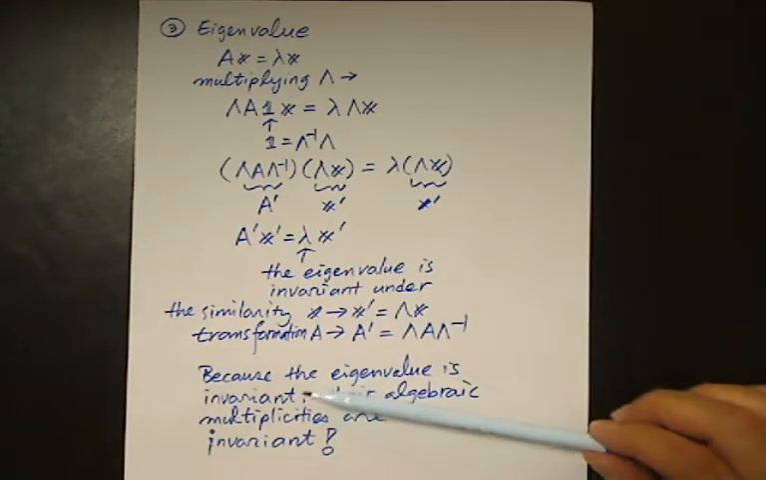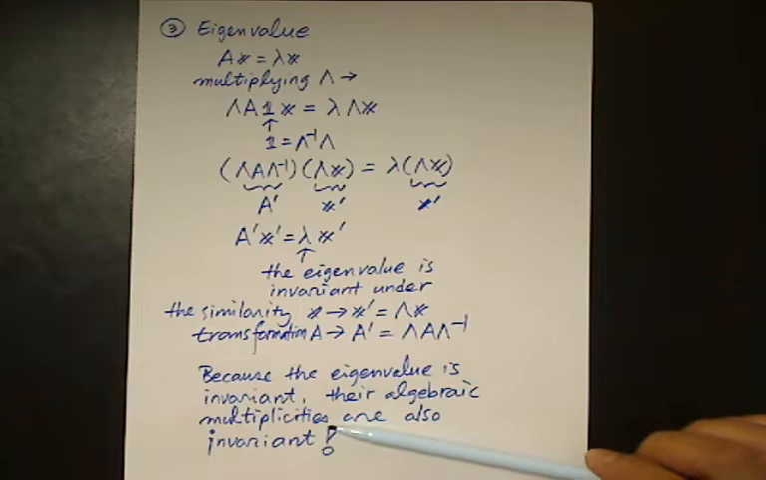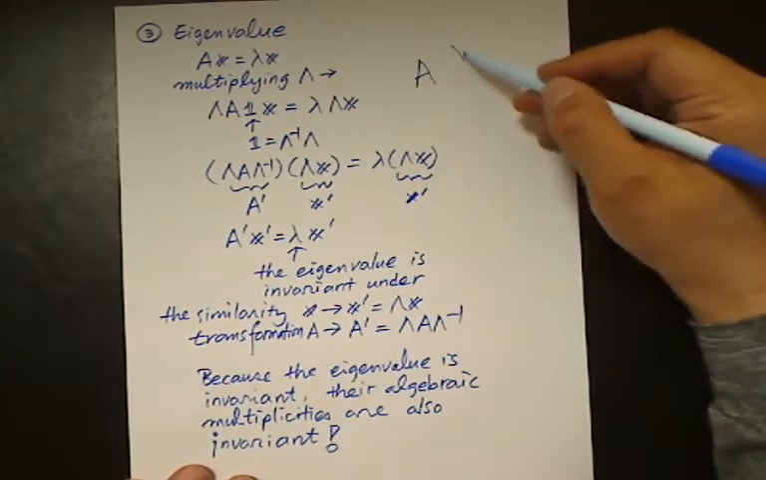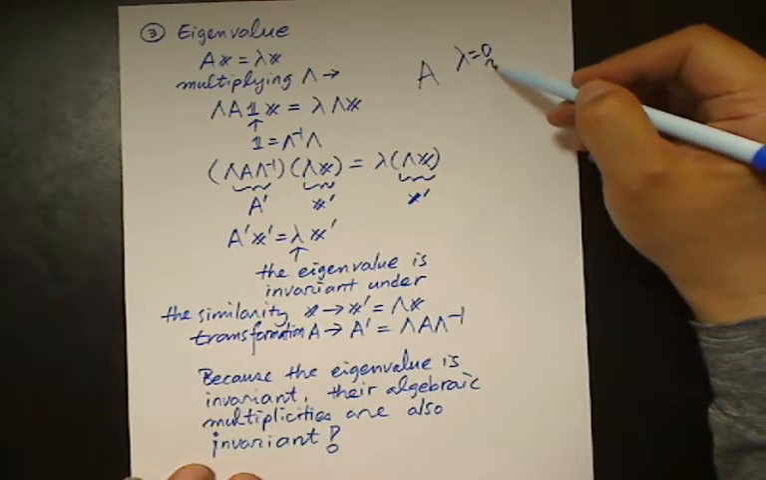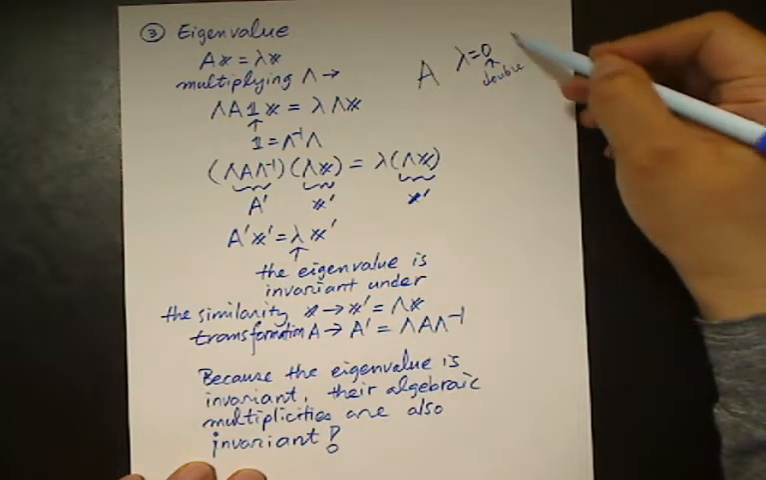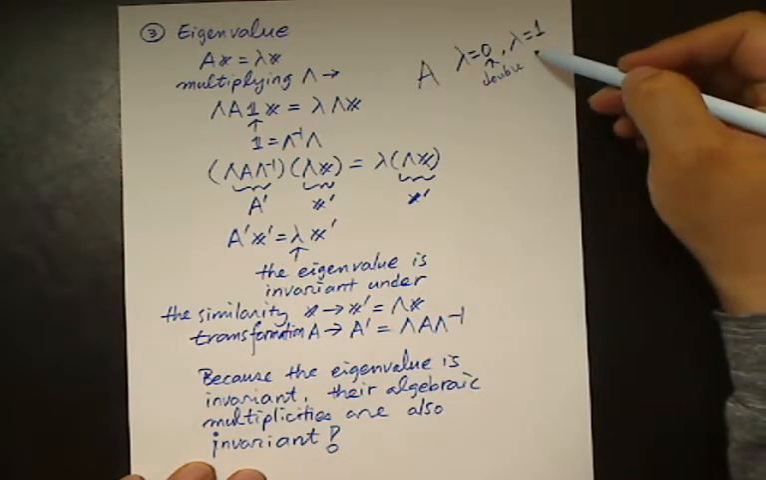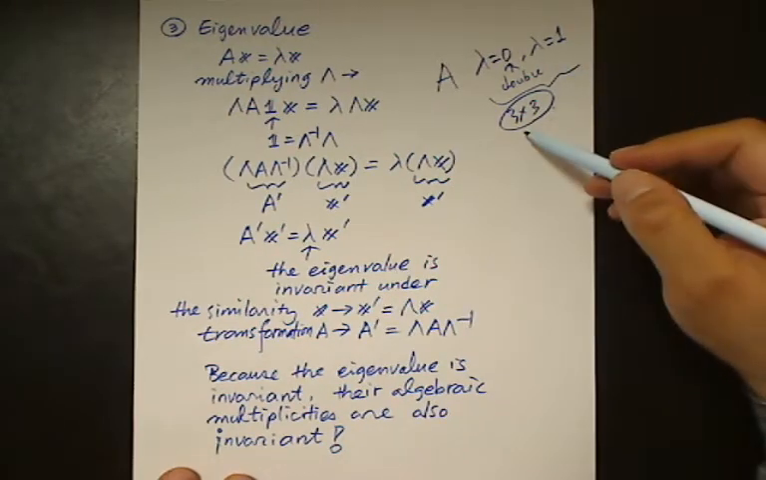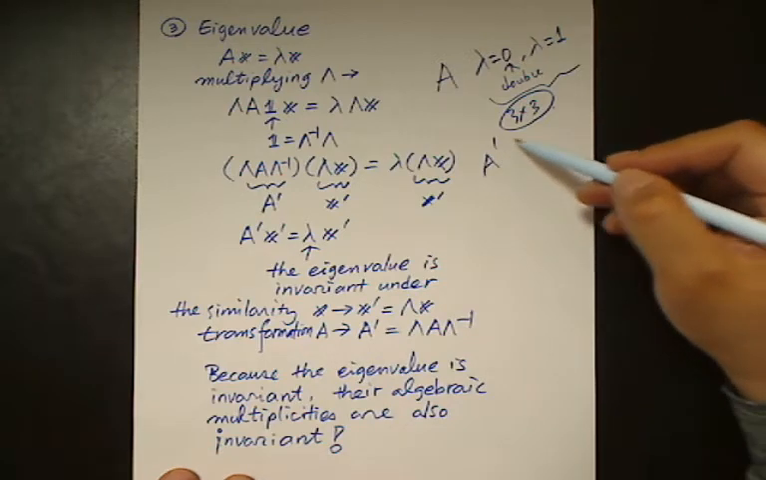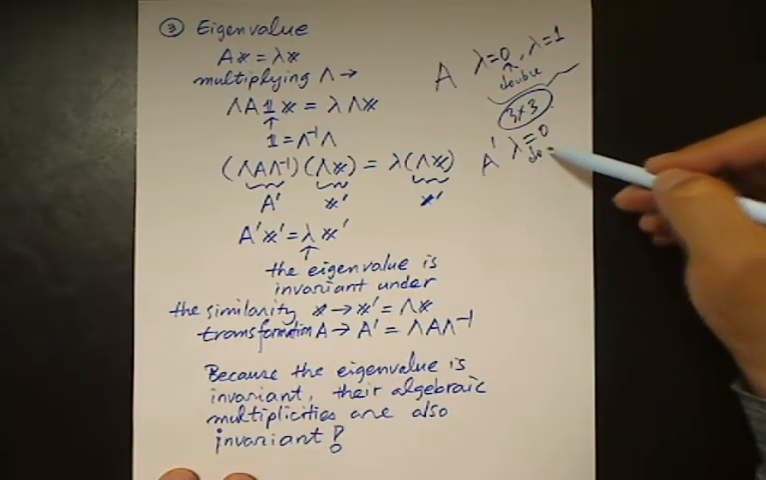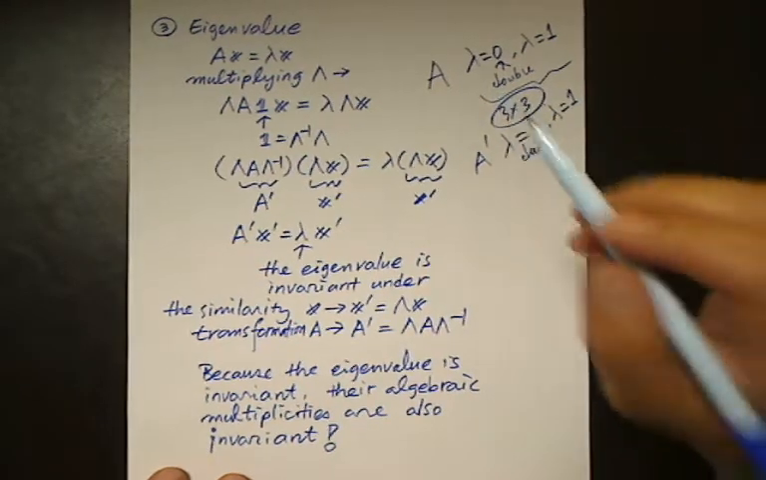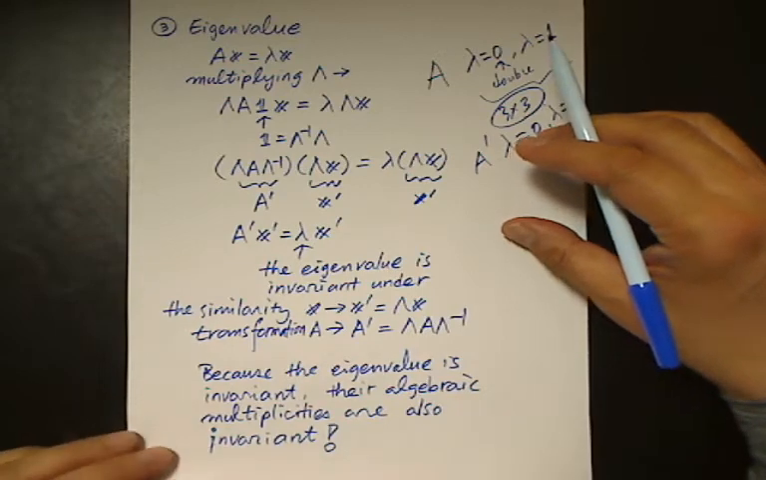Because the eigenvalue is invariant, the algebraic multiplicities are also invariant. I mean, if A has eigenvalues lambda equals 0, double, lambda equals 1, single, so this is a 3 by 3 matrix. So A prime has still lambda equals 0, double, and lambda equals 1, single. Okay, multiplicity is also preserved under the similarity transformation.